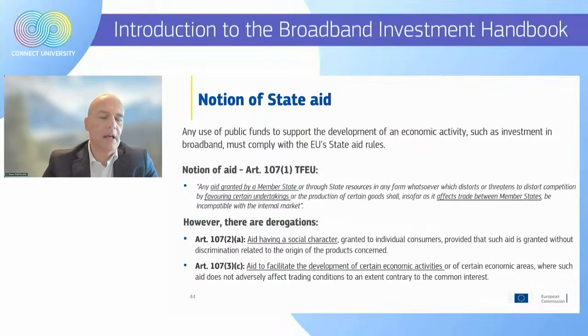And the other article, under 107.3c, is aid to facilitate the development of certain economic activity or of certain economic areas, where such aid does not adversely affect the trading conditions to an extent contrary to the common interest. Here, the important aspect is a sort of balancing of the benefit, the common interest, with the impact on trading and on competition. So when the Commission assesses the compatibility under this article, it really carries out a balancing exercise. Next slide.